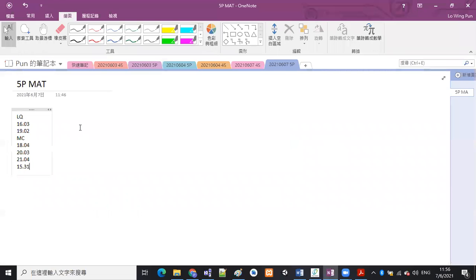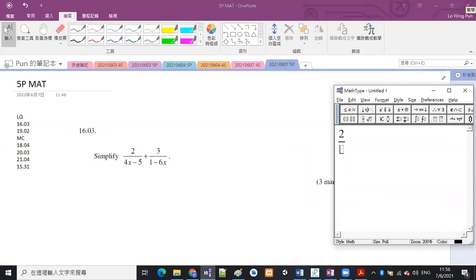Questions like this are very simple. As long as you remember how to do it, and you are careful, you will get it right. Okay, so we have fractions adding together. Then what we need to do is to find the common denominator. You just check whether the denominators can be factorized first. 4x minus 5 cannot be further factorized. 1 minus 6x cannot be factorized.